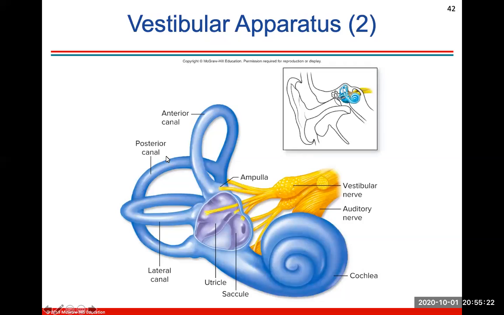So here are the semicircular canals in the utricle and the saccule, and where they're located in the inner ear. Here's the cochlea, which sound waves will eventually go through. And here's the vestibular nerve and the auditory nerve. They're two different branches of the vestibular cochlear nerve, one of the cranial nerves.